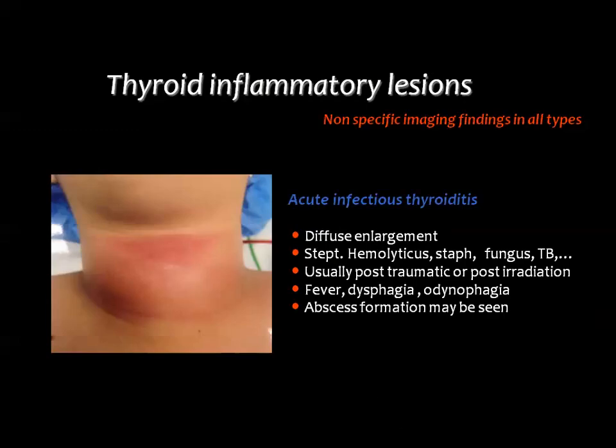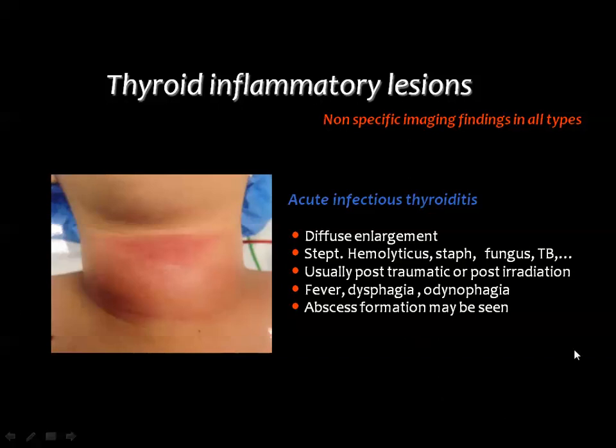Then thyroid inflammatory lesions have been discussed in the topic of imaging of the thyroid and parathyroid gland. And you remember that the imaging findings in all types of thyroid inflammation are non-specific. The findings may be in the form of enlargement of the gland or enlargement of the affected lobe with heterogeneous enhancement, and this is seen in many of the lesions that can affect the thyroid gland.